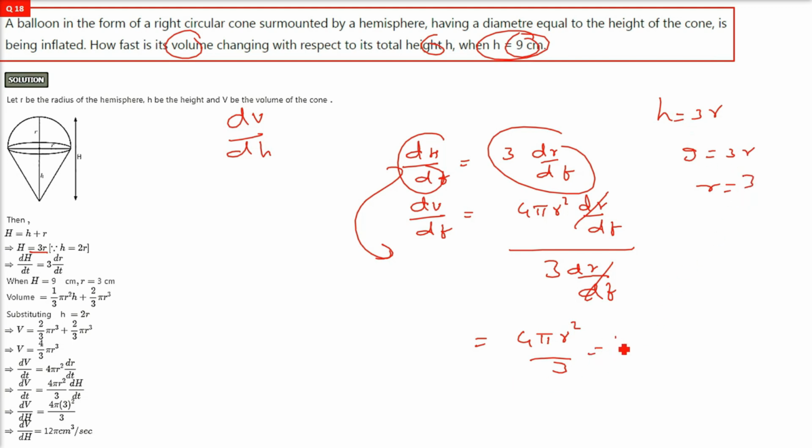Now put it here: 4 pi times 3 square divided by 3, and when you compute this, keep it with pi on. So it will be 12 pi centimeter cube per second.